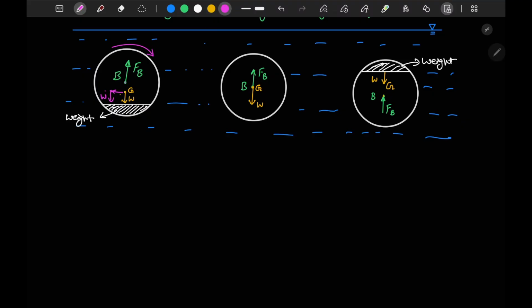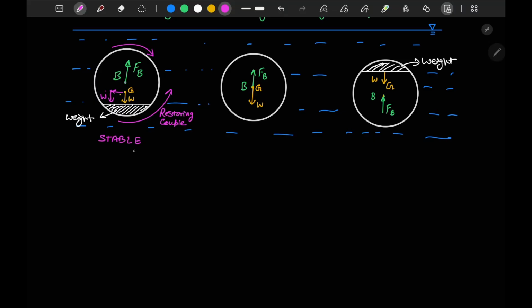So now what will happen? Since we have a torque, a restoring couple will emerge from here. FB is upward and weight is downward, so the restoring couple is like this. This is your restoring couple. Both torques in the couple are in a positive direction, so this body will regain its original state. This is the example of stable equilibrium.